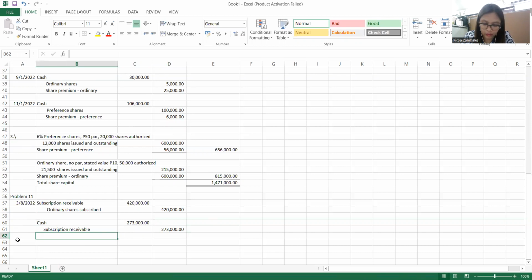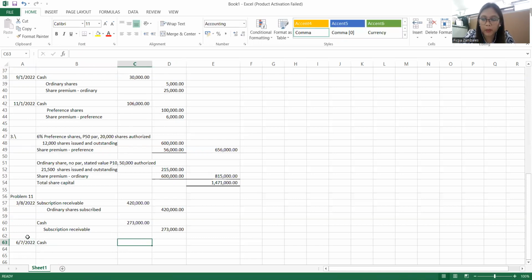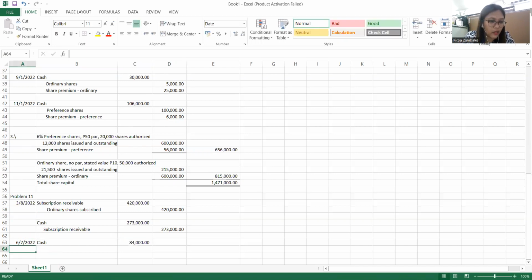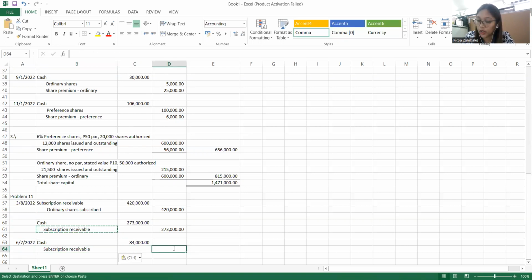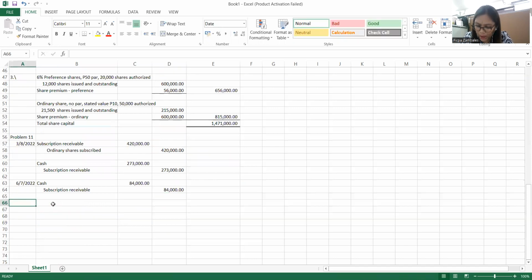Then, on June 7th, subscribers to 14,000 shares paid an additional 20% of the subscription price. Okay, nagbayad nung June 7. So, additional payment. So, i-record natin, 7 of June. So, we receive cash for 20% daw. So, 420 times 20%. So, that's 84,000. And of course, a credit to subscription receivable of also 84,000.